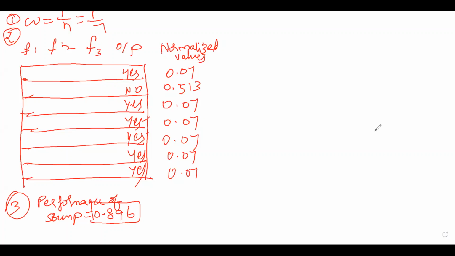Now, how can we create a new data set? Let us consider the same features here, that is F1, F2, F3. What are these features? Features are like columns and output. So these are the normalized values, and we are considering the same features to create a new data set for the next stump, or the next decision tree, or the next base learner.